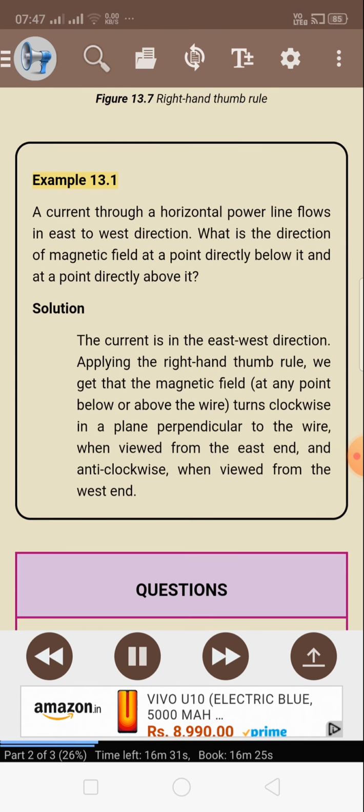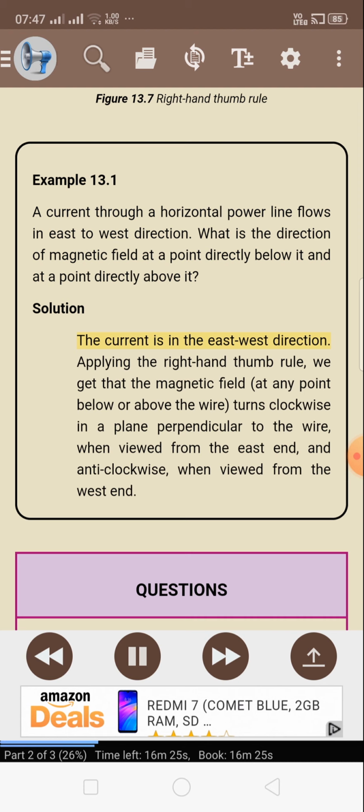Example 13.1. A current through a horizontal power line flows in east to west direction. What is the direction of magnetic field at a point directly below it and at a point directly above it? Solution. The current is in the east-west direction. Applying the right-hand thumb rule, we get that the magnetic field, at any point below or above the wire, turns clockwise in a plane perpendicular to the wire when viewed from the east end and anti-clockwise when viewed from the west end.